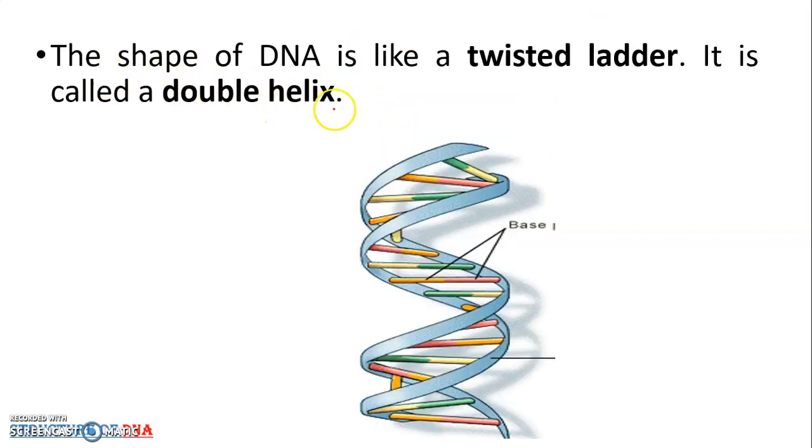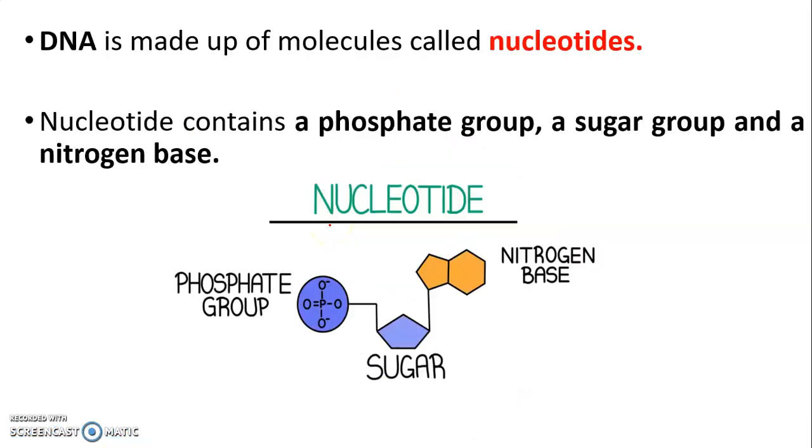The DNA shape is like a twisted ladder. In this diagram that you are observing, DNA has steps: 1, 2, 3, 4. This is like a ladder, and it is called the double helix structure. Here there is one ribbon, and along with it another ribbon. These two ribbons make a coiled structure, and it's called the double helix structure.